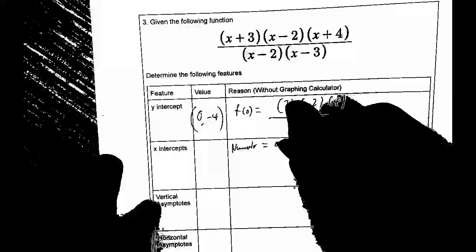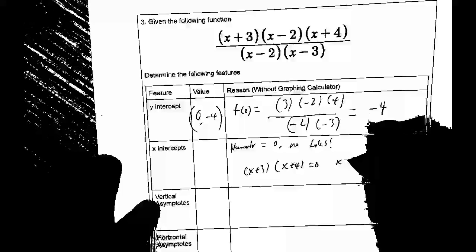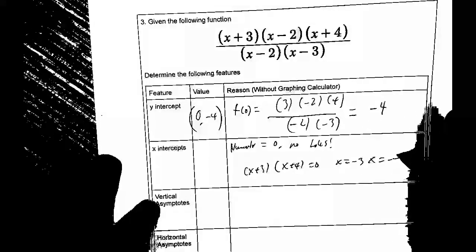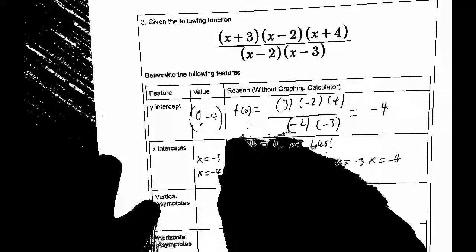X-intercepts. When we find the x-intercepts, you're setting the numerator equal to 0, but no holes, so don't include any holes. The numerator would be x plus 3, x plus 4. We set that equal to 0, so it'll be x equals negative 3 and x equals negative 4. Vertical asymptotes: those are 0 only in the denominator, and that would be at x equals 3.